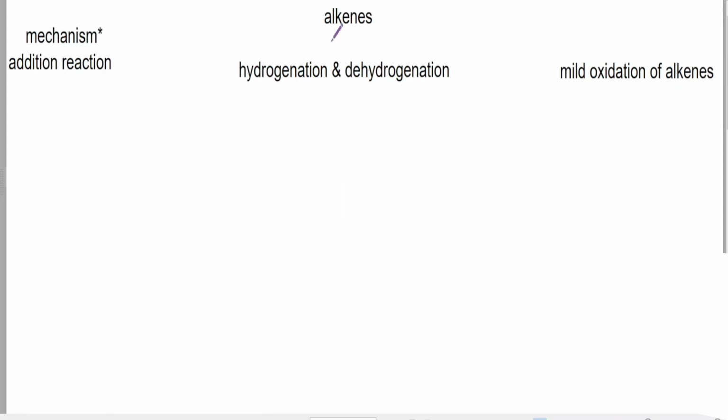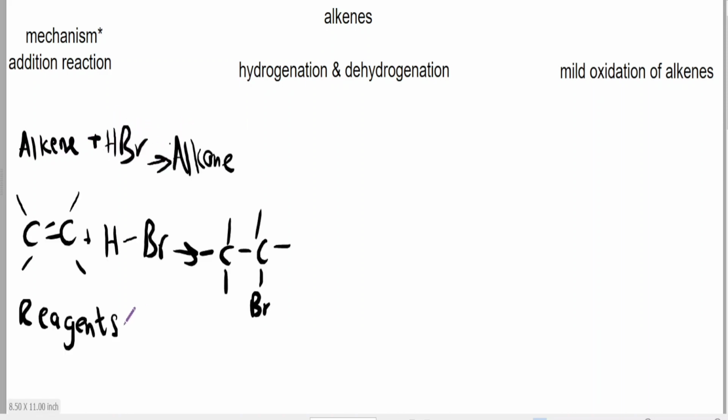Now comes the alkenes reactions. In alkenes, the first reaction is addition reactions. And whenever you need to know the mechanism, I would write mechanism on top of that reaction. So addition reaction is when you react an alkene with HBr. And what you get is an alkane. The only reagent you need for this is HBr. And the condition is room temperature.